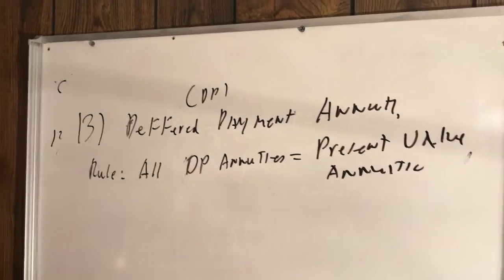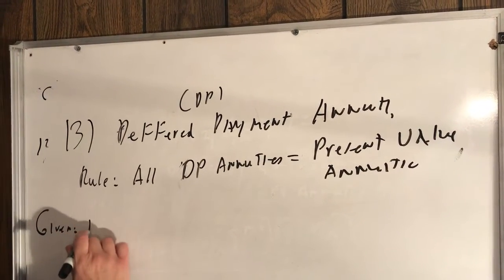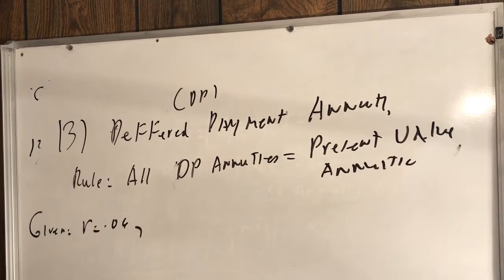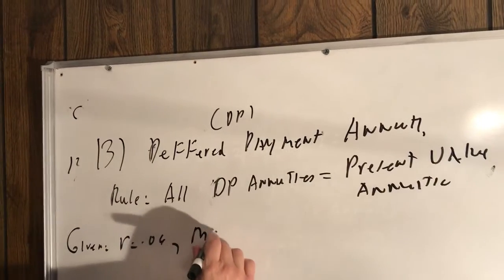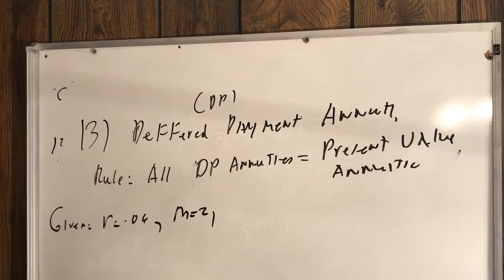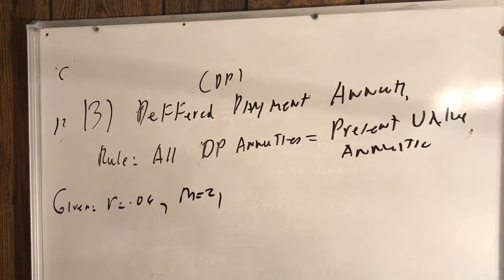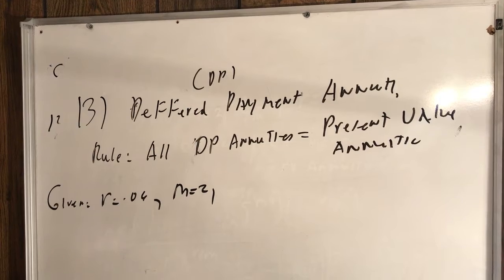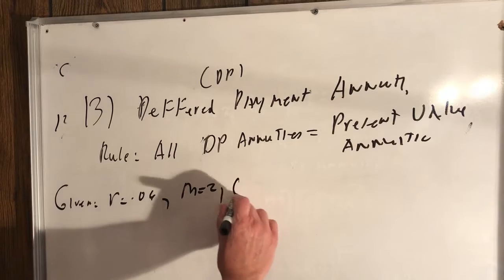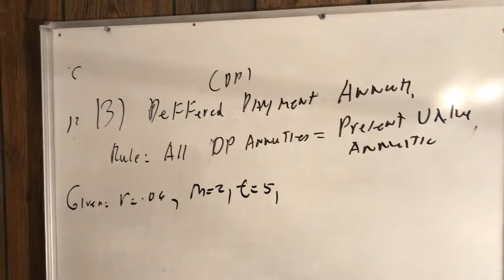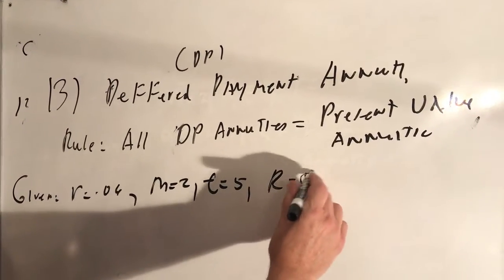So here we are, number 13. Suppose an annuity at 6%. So let's look at the givens. R equals 0.06. Compounded semi-annual, now really M equals 2. We'll pay $5,000 at the end. That's ordinary deferred annuity at the end of each 6-month period for 5 years. And they're paying $5,000. R equals 5,000.